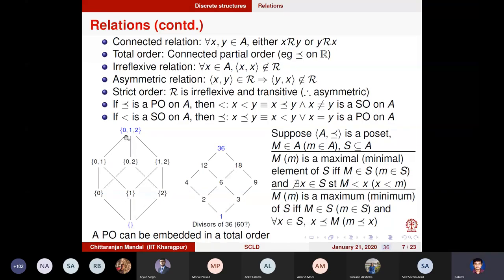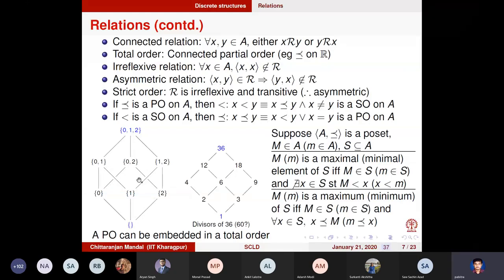Okay, and note that it is an antisymmetric relation. That means if {1} is contained in {0, 1}, and as well {0, 1} is contained in {1}, it would mean that they would be the same set. If they are not the same set, the back arrow will not be there. So this is a containment partial order over the power set.